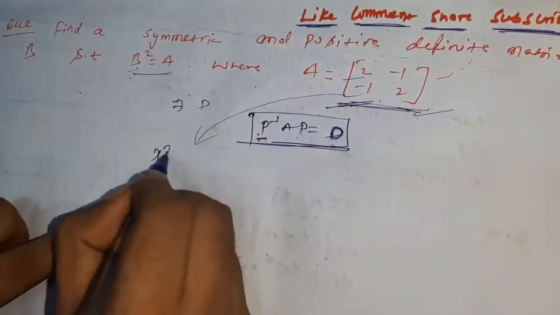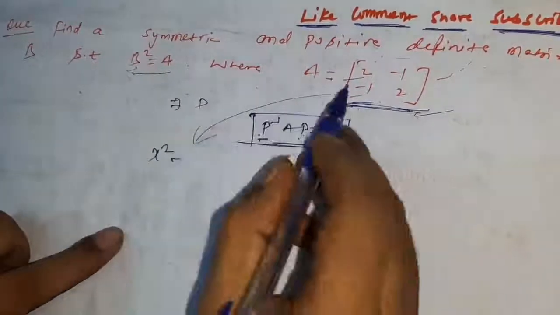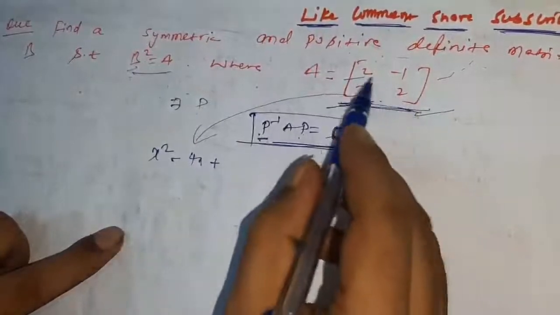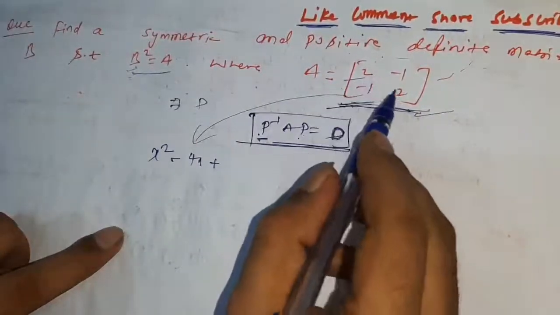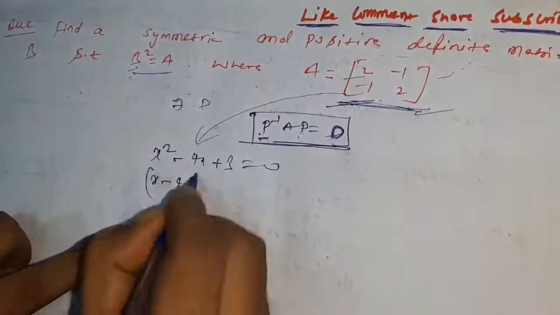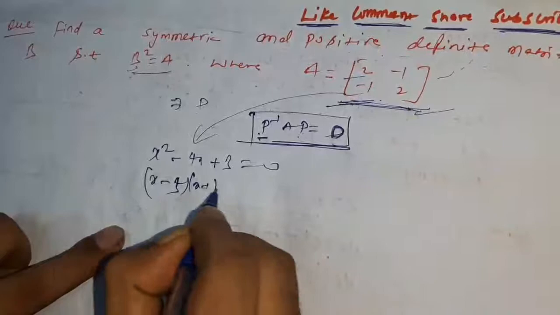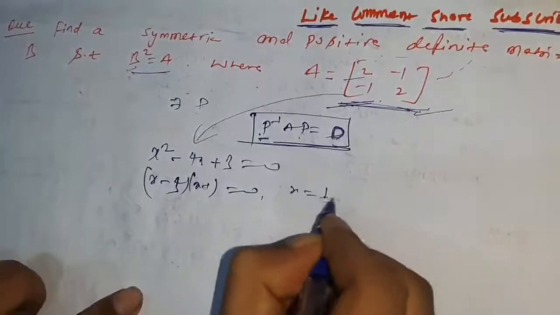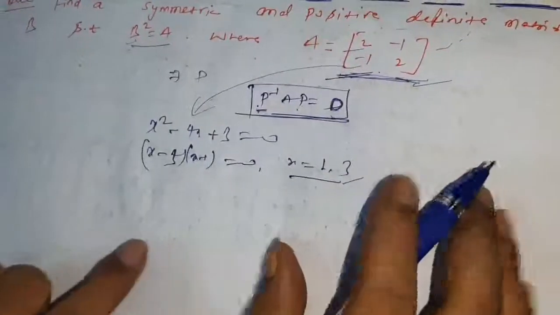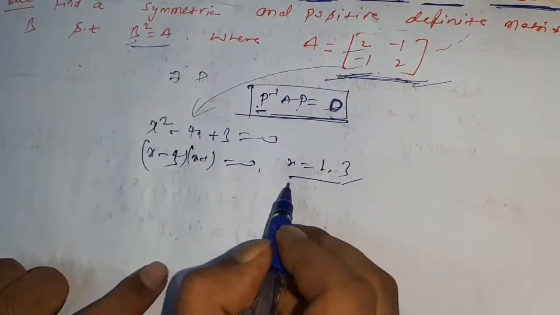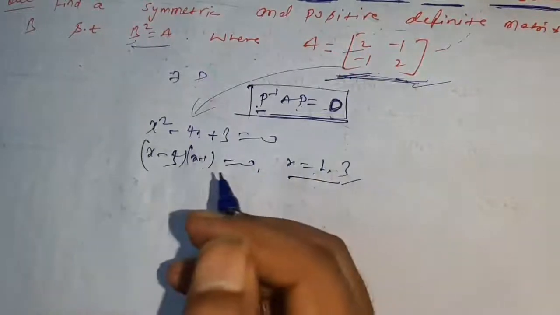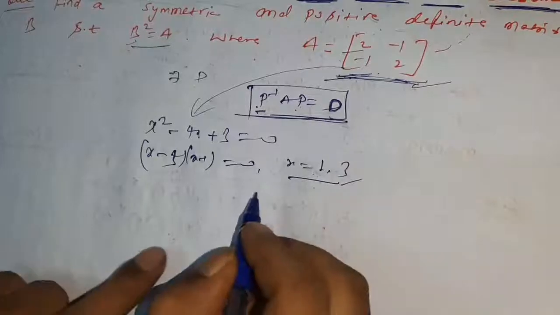The characteristic equation will be x square minus trace of A times x plus determinant, which is x square minus 4x plus 3 is equal to 0. It means (x minus 3) into (x minus 1) is equal to 0, x is equal to 1 or 3. So the eigenvalues of the matrix will be 1 and 3, and the corresponding eigenvectors we can get by the method whatever we know for finding eigenvectors.